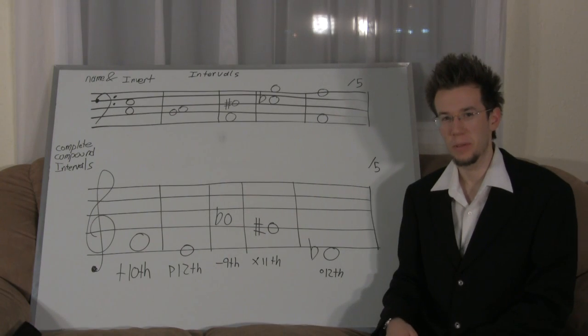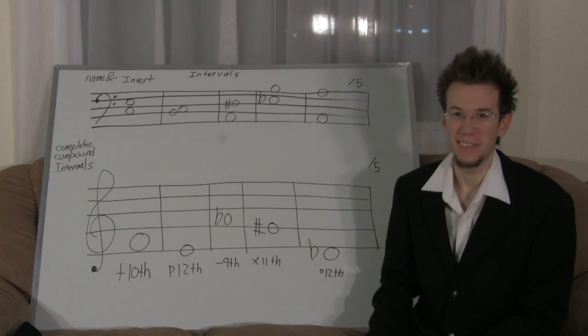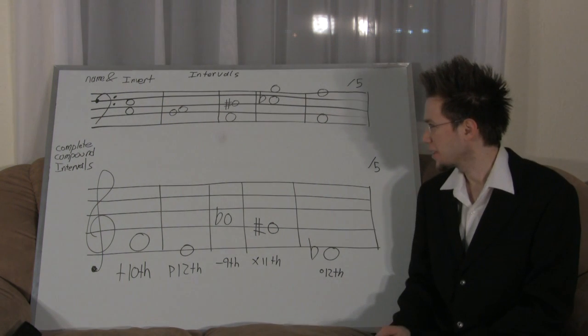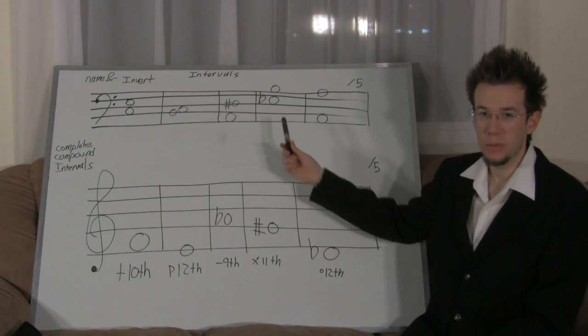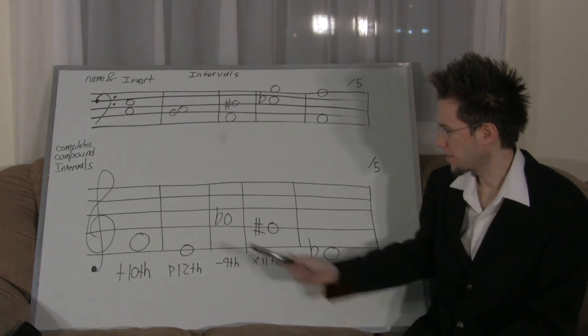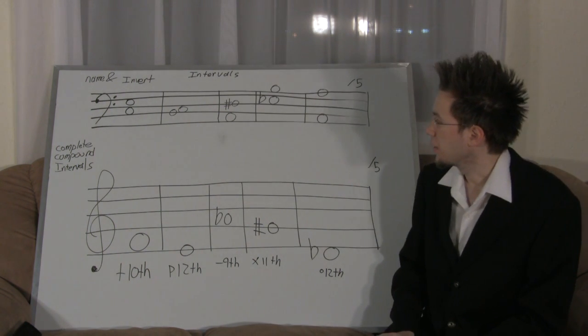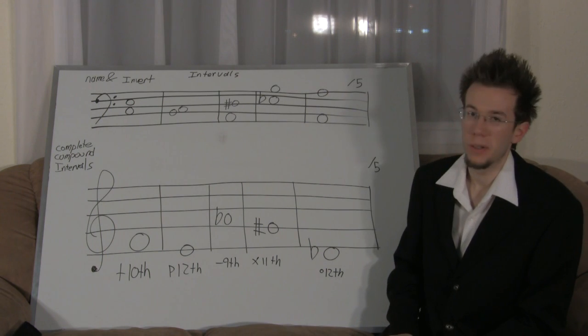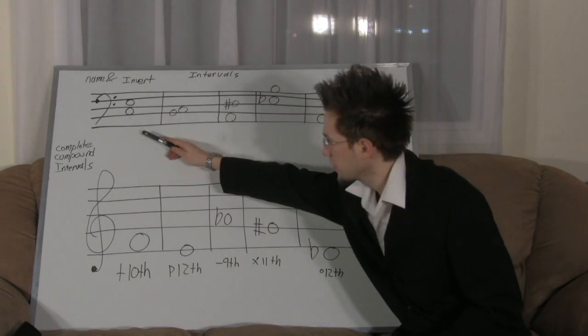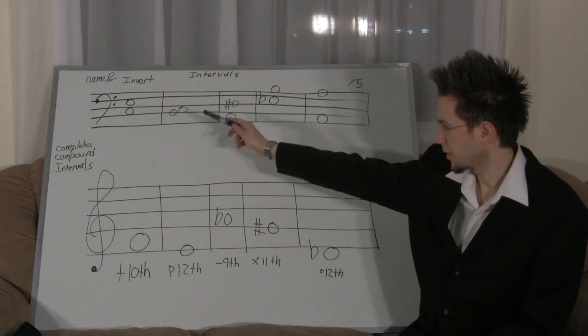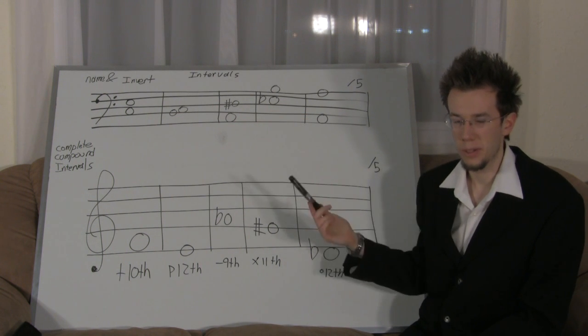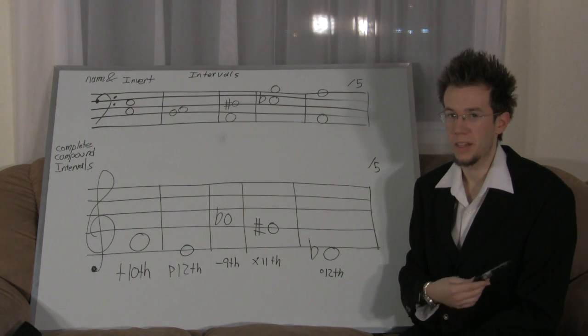Okay guys, so the next one we're doing is intervals. Don't you love intervals? Okay, so on the top, by the way, each one of these things is worth 5, and each question is worth 1 mark. Okay, so name and invert. So you're going to first name the first interval, so whatever that's going to be, and then you need to invert it. So hopefully you guys remember how to do that.